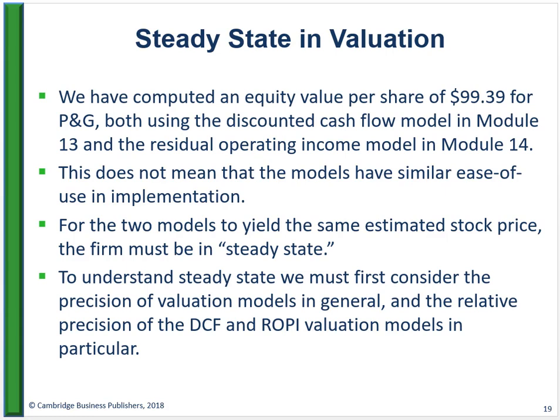So let's set it up here with slide 19. You'll recall that in Module 13 and then again in Module 14 we computed a price per share for Procter & Gamble of 99.39. That was the same estimate with both models, discounted cash flow and ROPE. Now that doesn't mean that they are the same in terms of ease of use, but we did note that for those two prices to be equal, we had to be in a steady state. So let's understand with a little bit more precision the definition of what it means to be steady state.